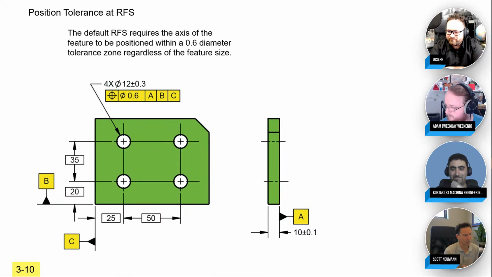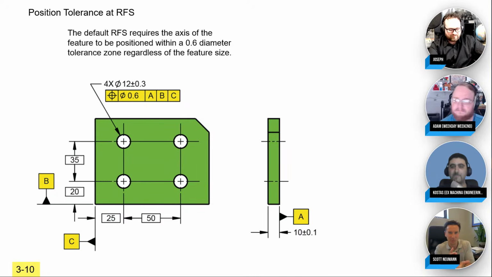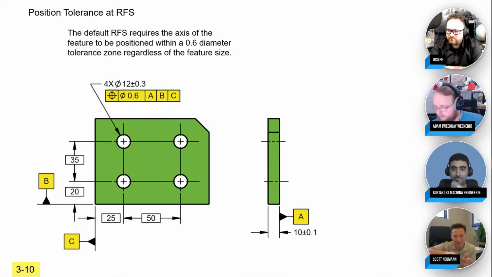The goal is to have a quality control system that accepts all the parts that will function and rejects all the parts that won't function. So as engineers, we have to learn how to specify that line between, all right, these are all the good parts, these are all the bad parts. And geometric tolerancing is just this awesome language to communicate that.